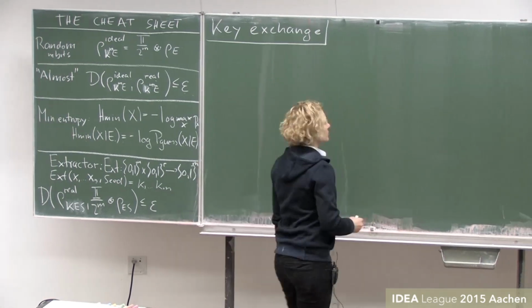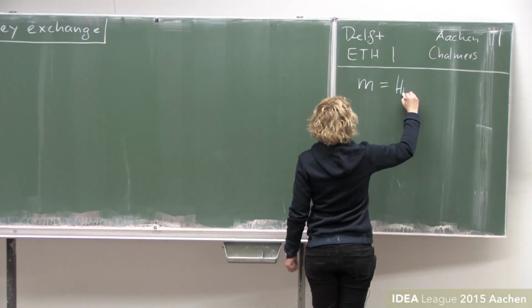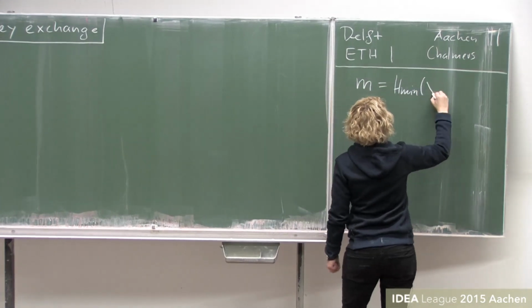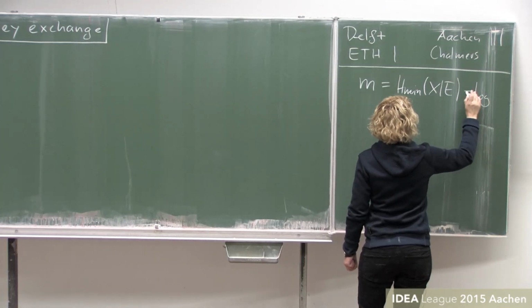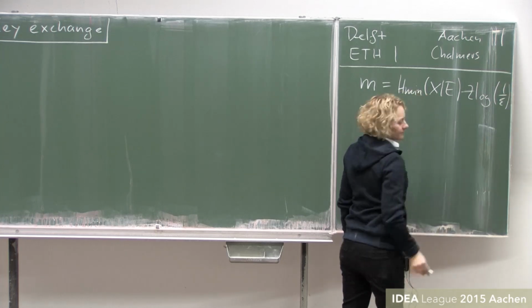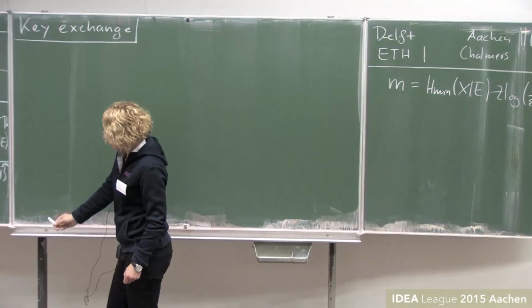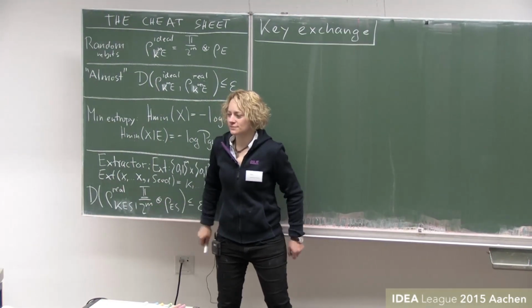And actually, I'm going to erase this, but the number of bits that come out, we saw scales as the min entropy minus 2 times the log of this accuracy. So the accuracy means how close should my output bits be to this ideal world.